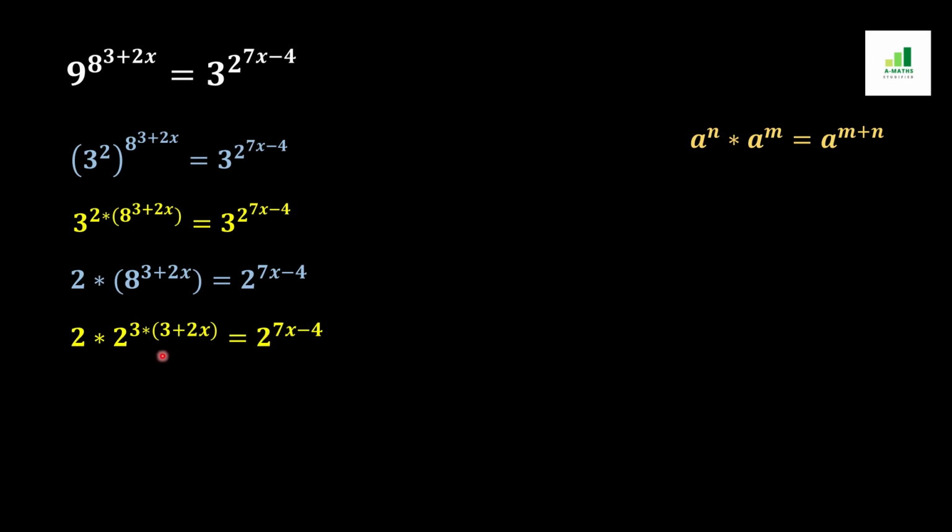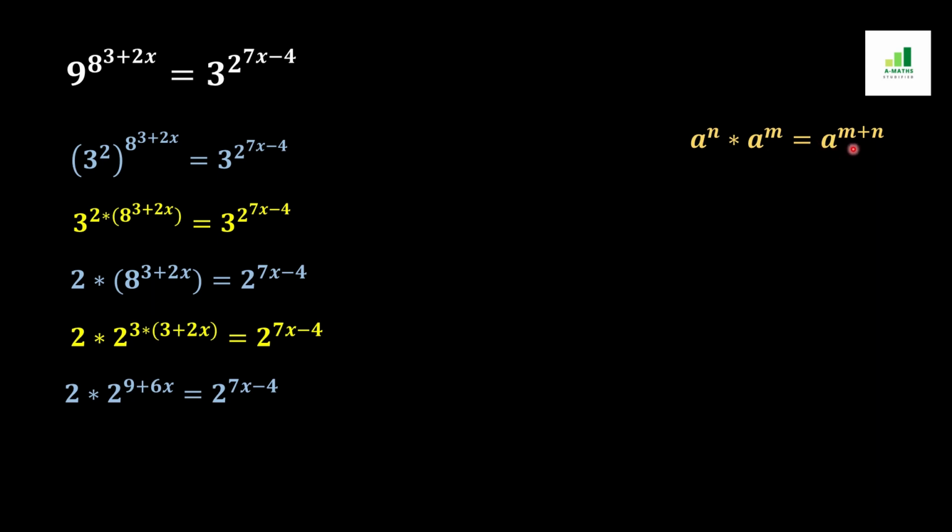Now we will multiply this 3 into the bracket, and we will get 2 into 2 to the power 9 plus 6x, because when we multiply both these values we get 9 plus 6x, and the other side of the equation, which is 2 to the power 7x minus 4, will remain the same. Now, from the basic rule of algebra, if the bases have the same value and are in multiplication, then their powers will add together. You can see here, if the bases are the same, then their powers will add together, but the values must be in multiplication.